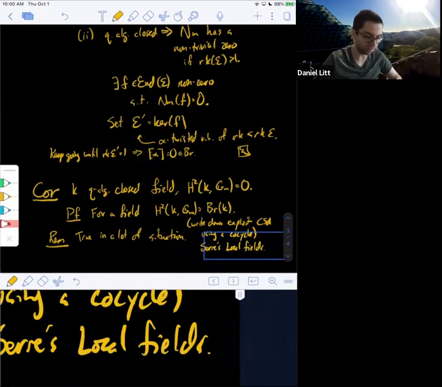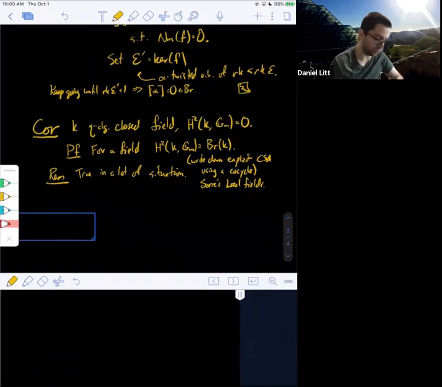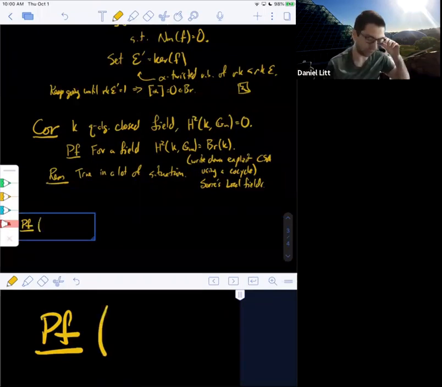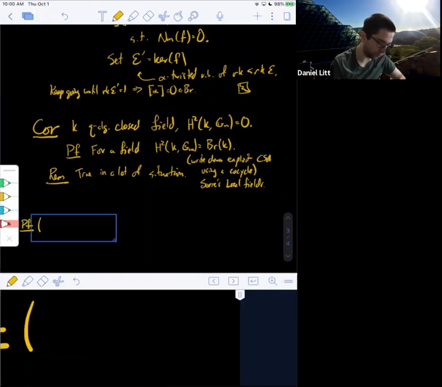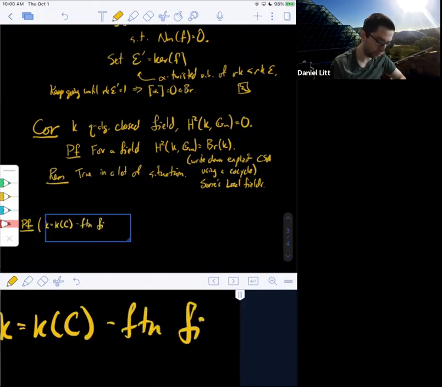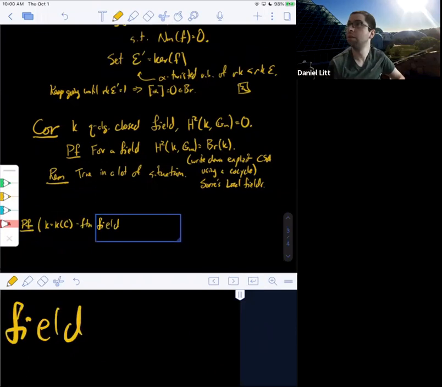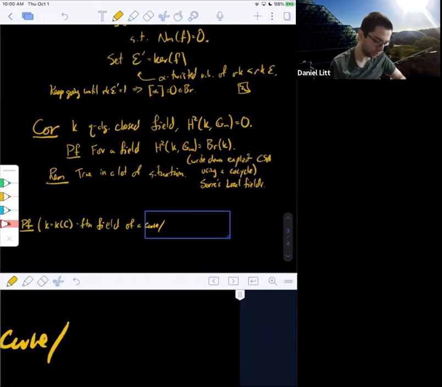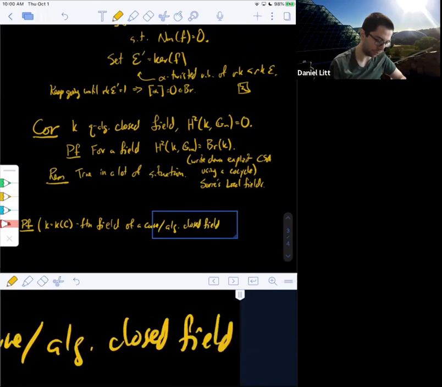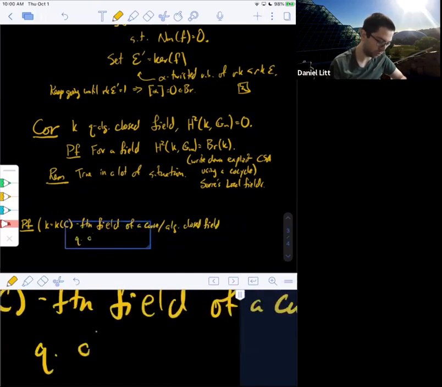trivial Brauer group. So now I want to give you a proof of the following, that certain fields are actually quasi-algebraically closed. The key example where I'm going to give you a proof is if K is K(C), the function field of a curve over an algebraically closed field. I'm going to prove that this is quasi-algebraically closed.